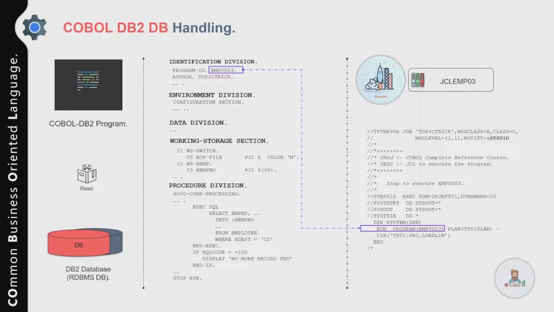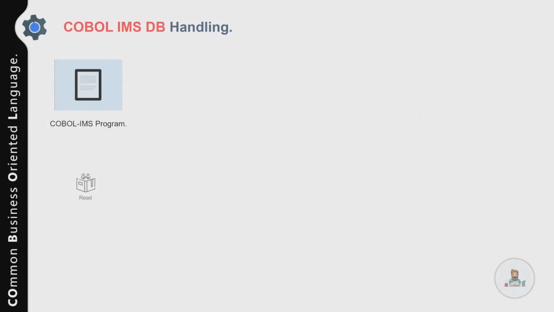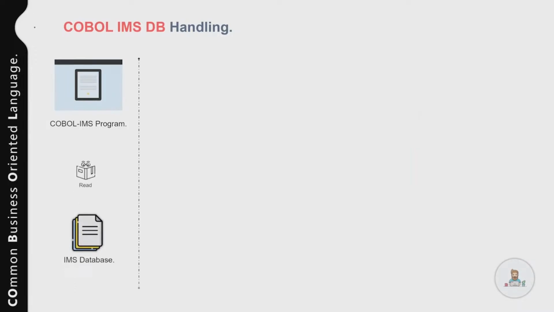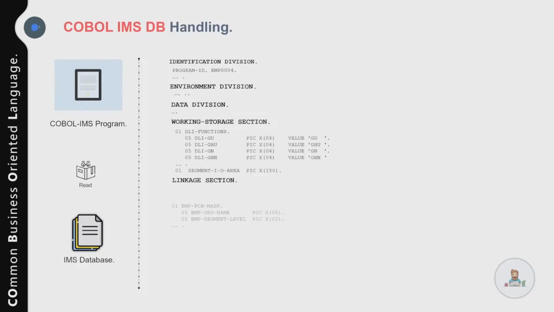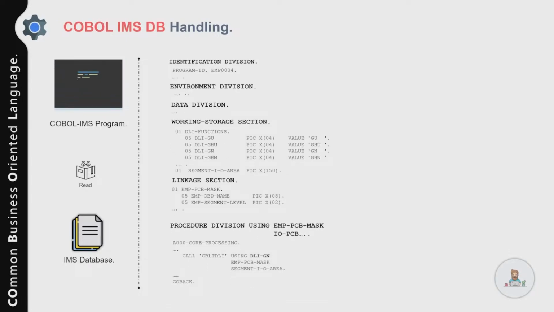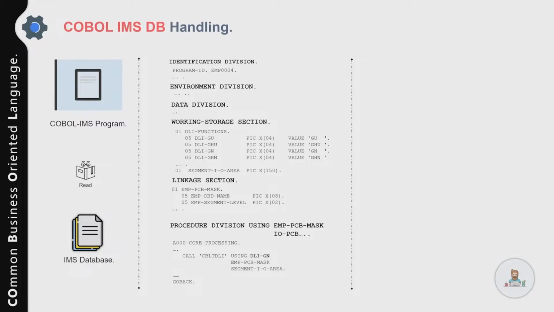Now let's talk about our last example, that is the COBOL IMS program, and let's try to understand how you can specify the different file entries in your COBOL IMS program. In this case, again, we have four different divisions: identification division, environment division, data division, and the last one is procedure division. And we are not required to specify any file related details in the environment division and data division because in this particular program we are actually dealing with the IMS database, and it is a hierarchical database.